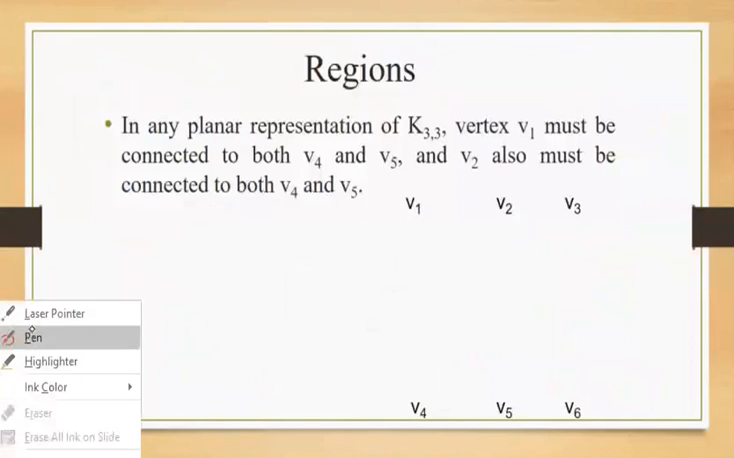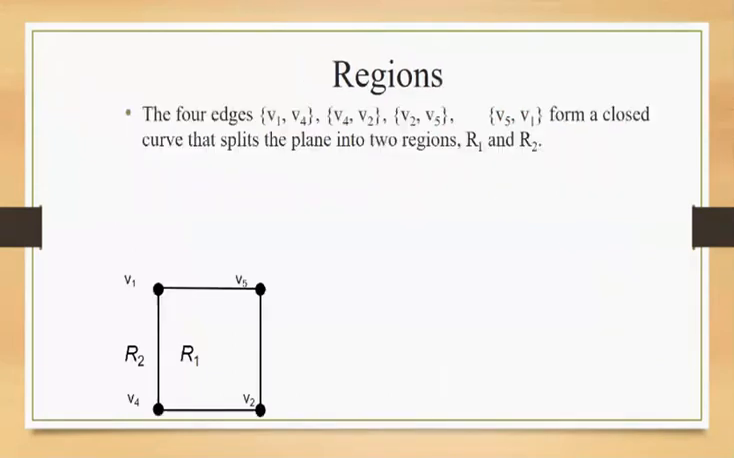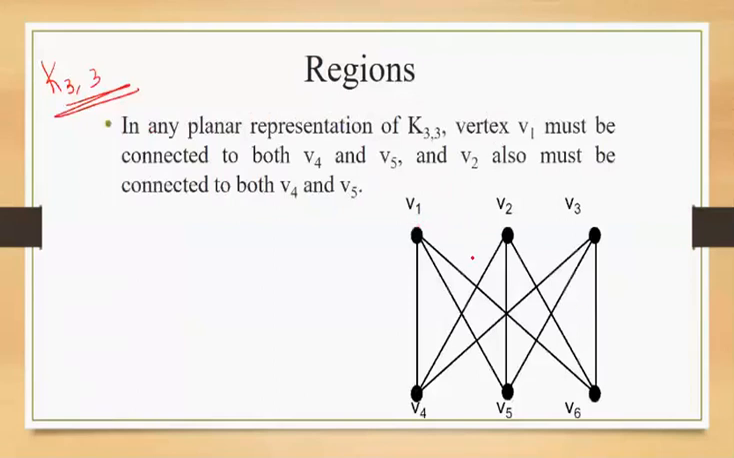In a planar representation of K33, vertex V1 must be connected to... now we are seeing our earlier, the first slide that we have seen, matching the houses to the utilities problem. Now we will check whether K33 can be planar or not. K33 is basically a complete bipartite graph. So vertex V1 must be connected to V4, V5 and V6, and V2 must also be connected. V1 is connected to all of them, V4, V5, V6. Similarly, V2 is connected to all, and V3.